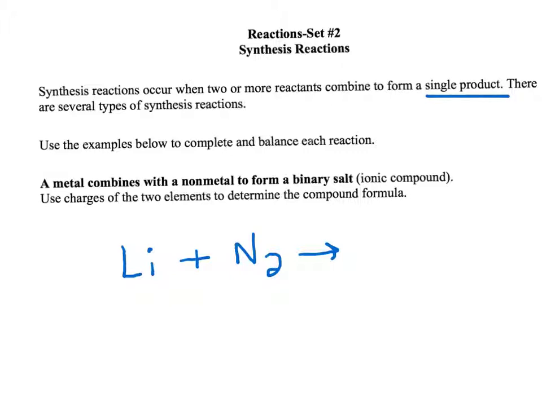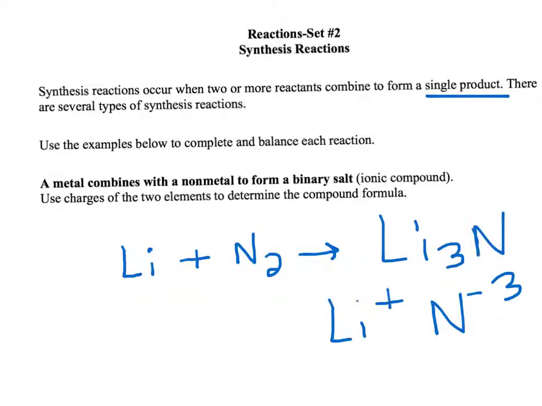And so, just like we've done before, you'll take lithium and nitrogen. Nitrogen happens to be diatomic, but when you go to form the compound, you're going to look at the charges of the 2 elements. So you would have Li3N, and then go back and balance the equation. So those are the simple synthesis reactions.